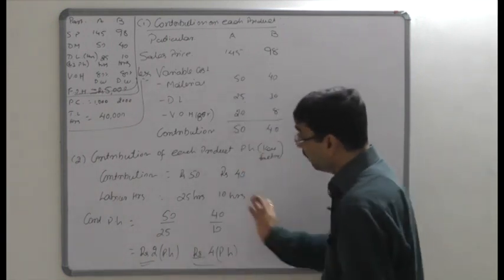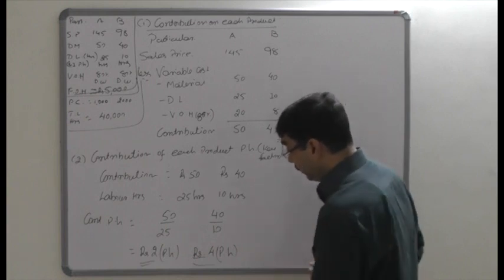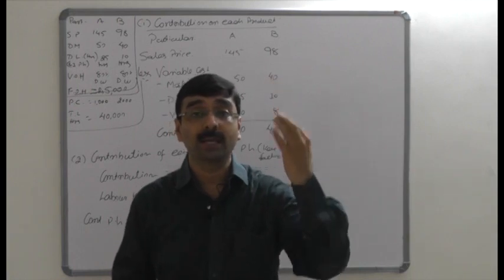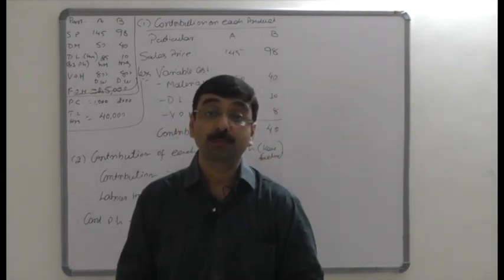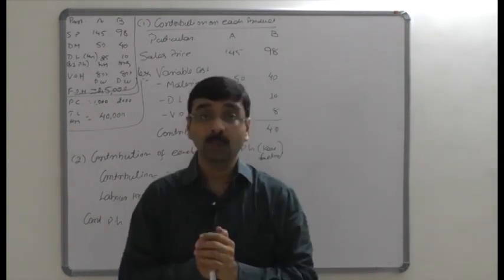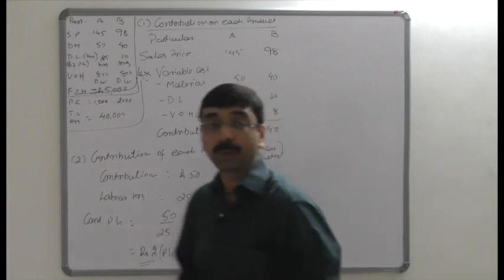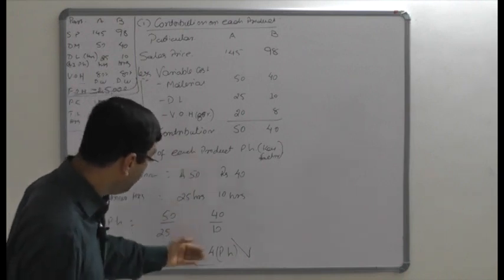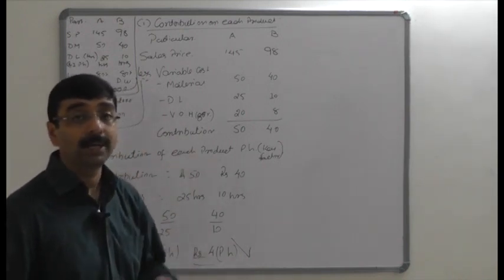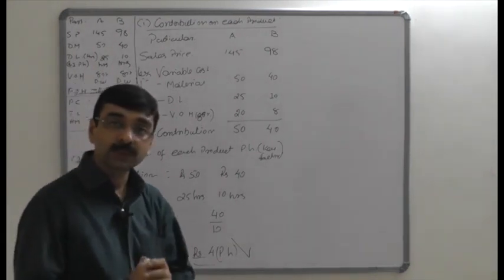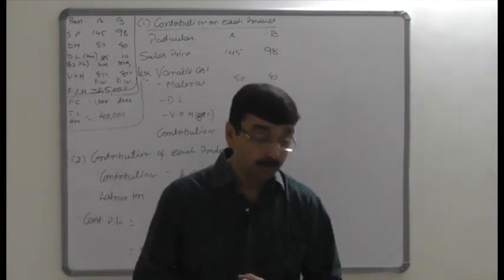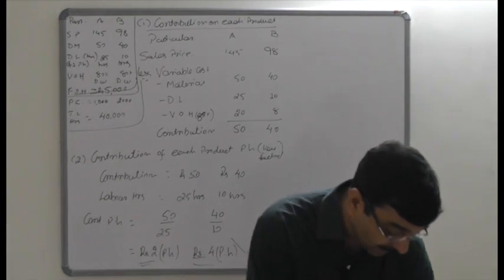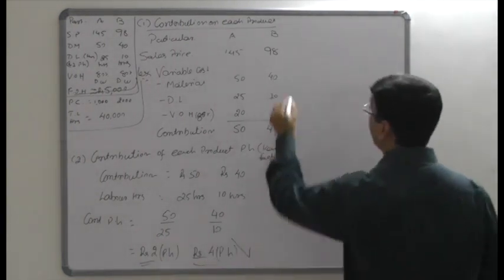If you compare the contribution of each product per hour, you can easily identify that product B's contribution per hour is quite a bit higher than product A's. So the company needs to manufacture product B more, at the maximum, than product A. In this way, now let's see how the utilization can be done.